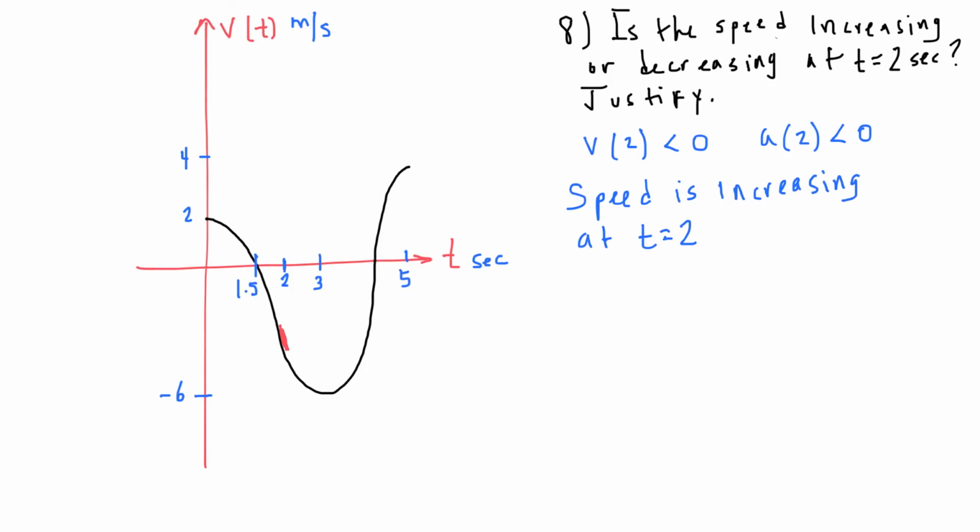Or you could just individually state the signs at that time. And that's what I'm going to do. I'm just going to say speed is increasing at t equals 2 seconds. That's seconds. Because v of 2, and you cannot say v of t. You have to specify v of 2 is less than 0 and a of 2 is less than 0. And because I included the 2, I don't have to say at t equals 2 anymore. Okay?